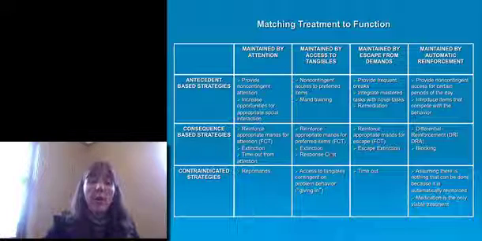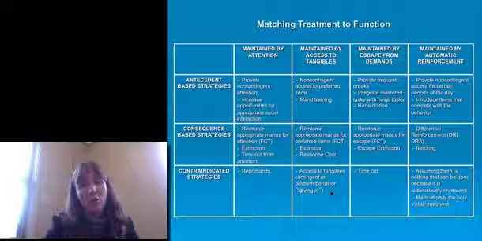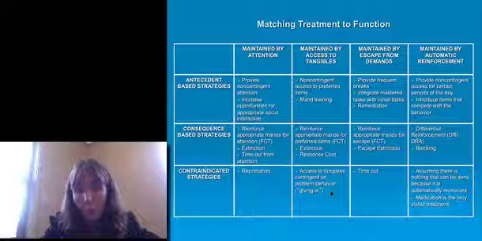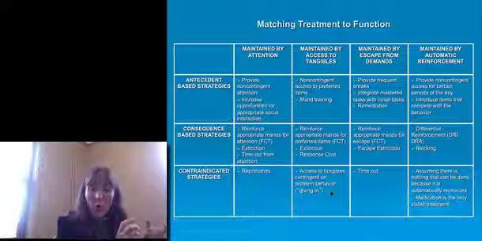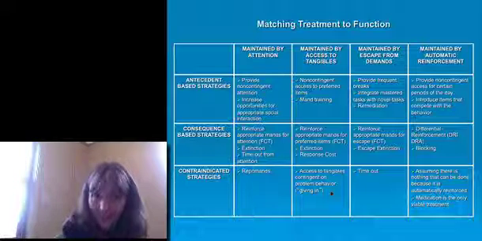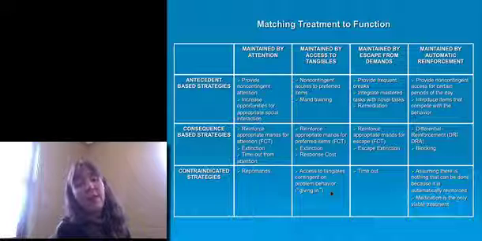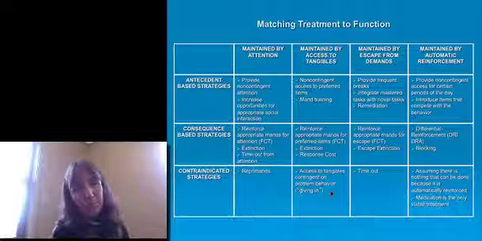And the one thing we'd want to caution staff not to do is to give access to tangibles contingent on problem behavior. So when they fall on the floor in the hallway, you don't come over and say, oh, you wanted your koosh ball? Here it is. Right? We want to make sure that that's provided contingent on appropriate behavior.